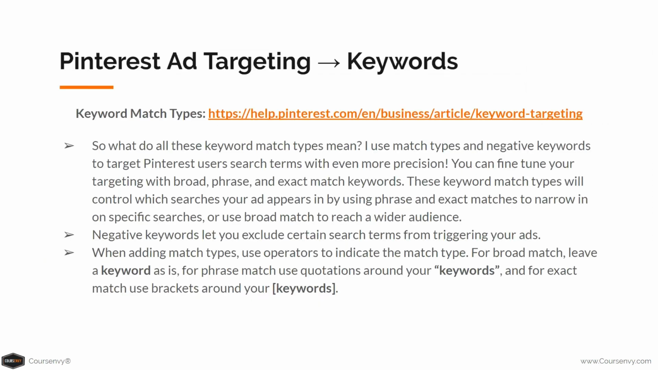So what do all these keyword match types mean? I use match types and negative keywords to target Pinterest users' search terms with even more precision. You can fine-tune your targeting with broad, phrase, and exact match keywords. These keyword match types will control which searches your ad appears in by using phrase and exact matches to narrow in on specific searches. Or you can use broad match to reach a wider audience.